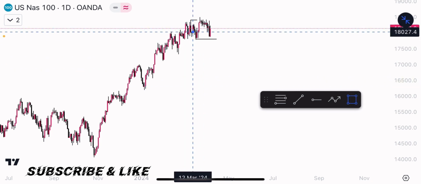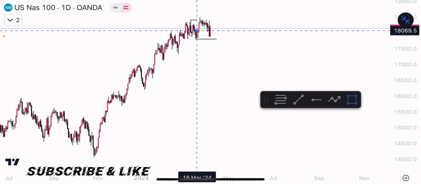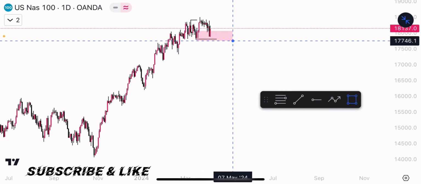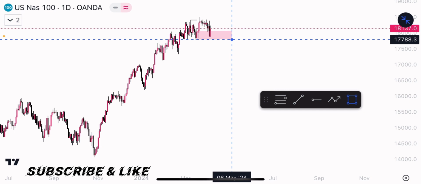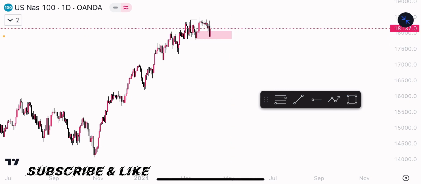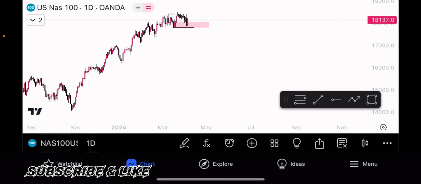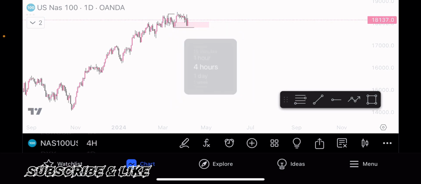On the daily we are meant to identify our demand zone or order block. You can call it anything, but this is what I call it. So this is it right here, and we're already getting a reaction from that zone.